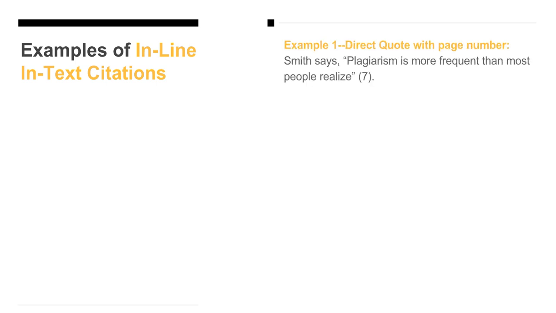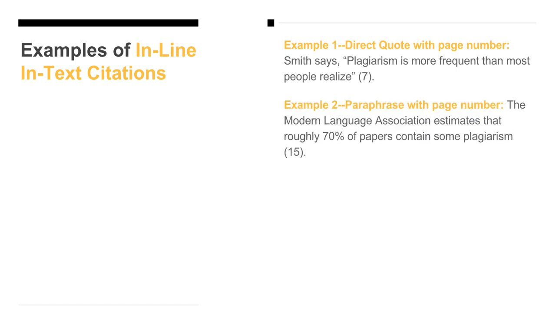So it looks like this. This is a direct quote with the page number. Smith says plagiarism is more frequent than most people realize. 7. Smith is your author. His or her name is now in your sentence. The page number is in parentheses at the end of the sentence. If you're paraphrasing, you could say something like, the Modern Language Association estimates that roughly 70% of papers contain some plagiarism. Again, we have a page number in parentheses at the end of this sentence, and at the start we see the entity's name that is authoring this information.